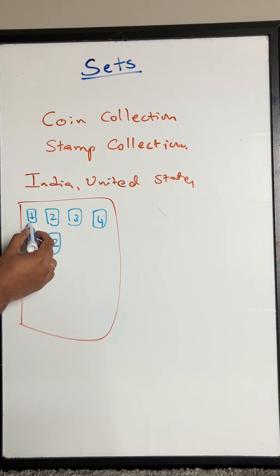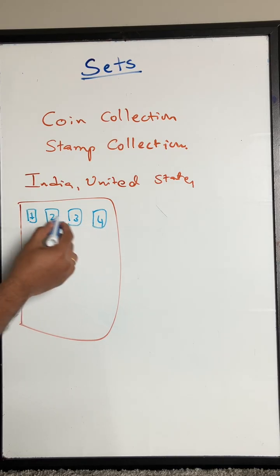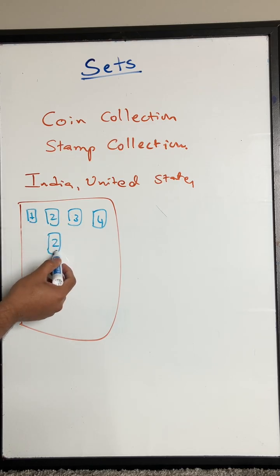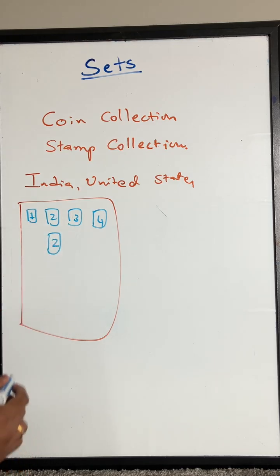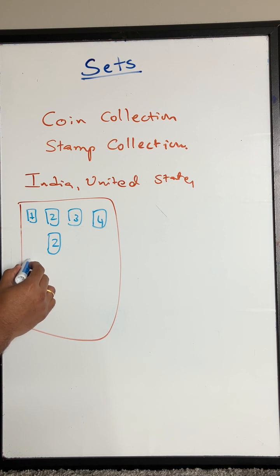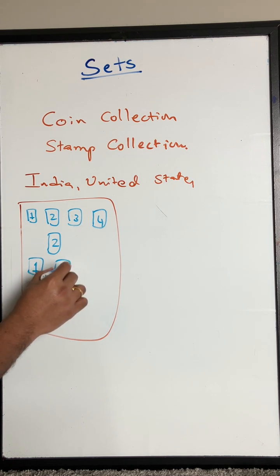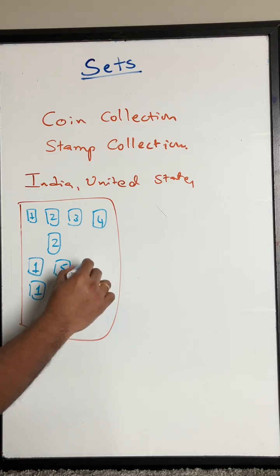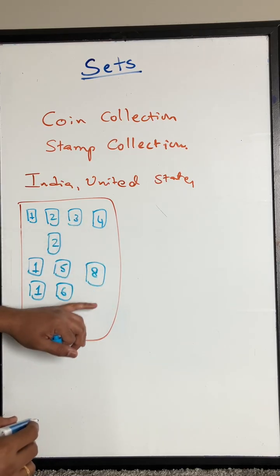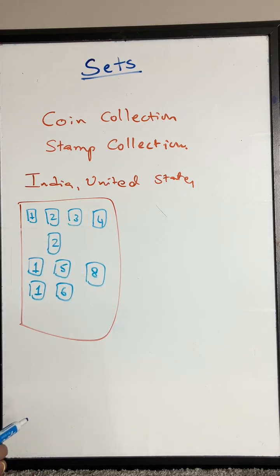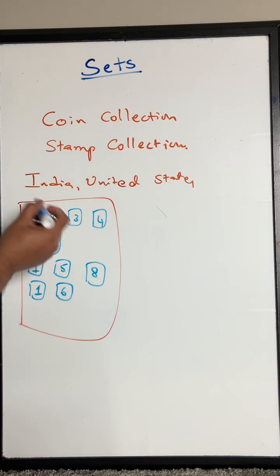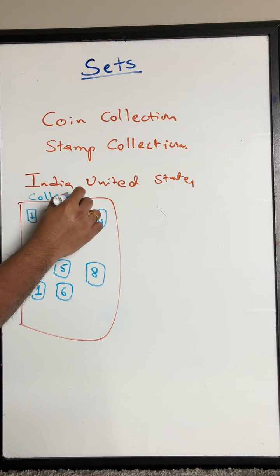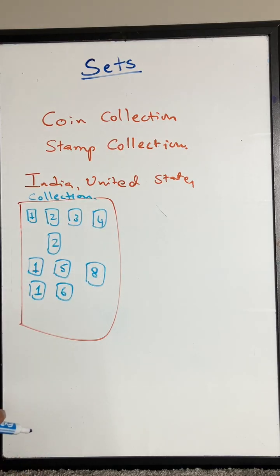This is one stamp, second stamp, third stamp, fourth stamp, and she got the same type of stamp, another one, and again she got another of this kind, and she got five, six, eight. So these are all different types of stamps. If you think like that, this is called a collection. So stamp collection. Somebody will show, hey, this is my collection of stamps.